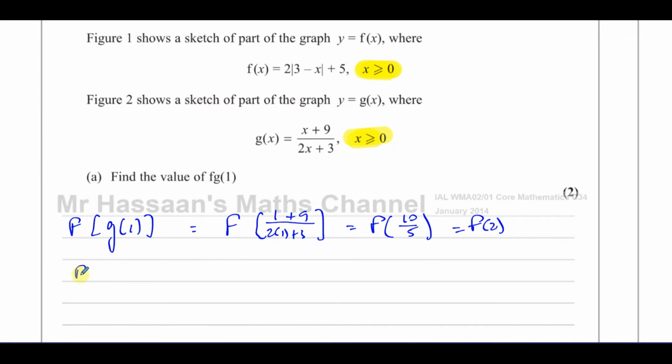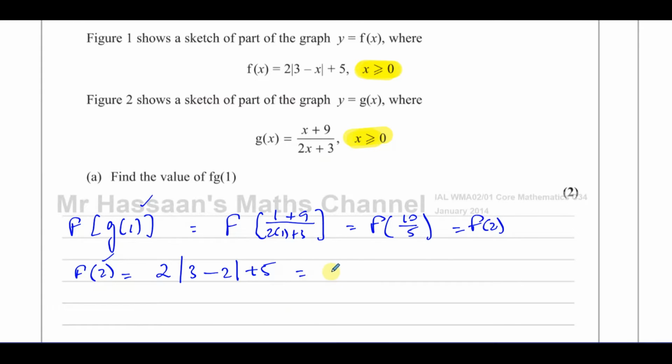So we have to now put 2 into function f. Instead of the x, you write a 2. So 2 times the modulus of 3 minus 2, plus 5. You can see that this is a valid input for function g, and this is a valid input for function f, because the domain of g must be any value of x greater than or equal to 0, and the domain of f must be any value of x greater than or equal to 0. So the input of function g was 1, that's fine. The input of function f is 2, that's fine. It fits with the domain.